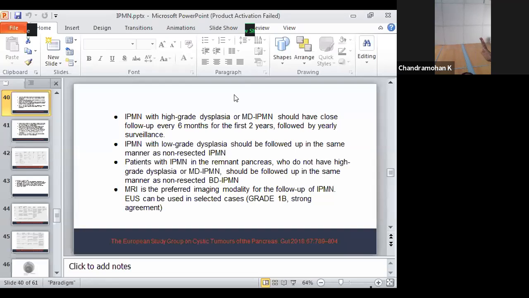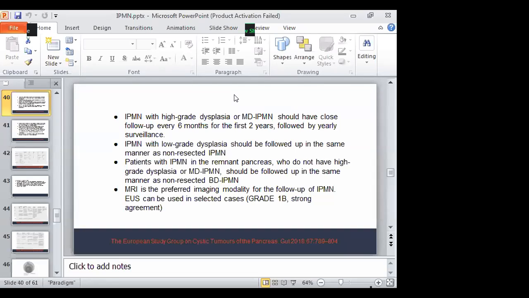And regarding the location, is IPMN more common in the head, body, or tail? Can you enumerate location-wise? More common in the head, sir. Especially the main duct type is more common in the head region, and the branch duct type can occur anywhere, but more commonly occurs in the uncinate process or tail of the pancreas.